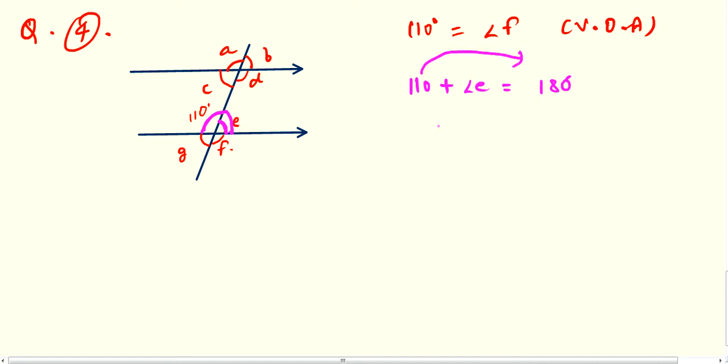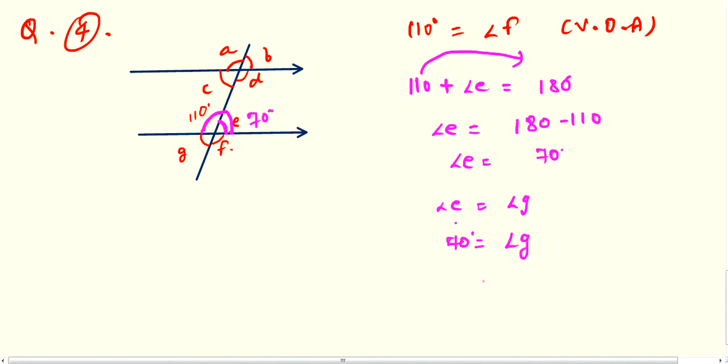Transpose this 110 degree to the right hand side. So angle E will be equal to 180 minus 110. So angle E equals 70 degree. So this is 70 degree. Now angle E will be equal to angle G, because angle E and angle G are vertically opposite angles. And if angle E is 70 degree, that means angle G is also 70 degree. So we got that angle G is 70 degree and this angle F is 110 degree.